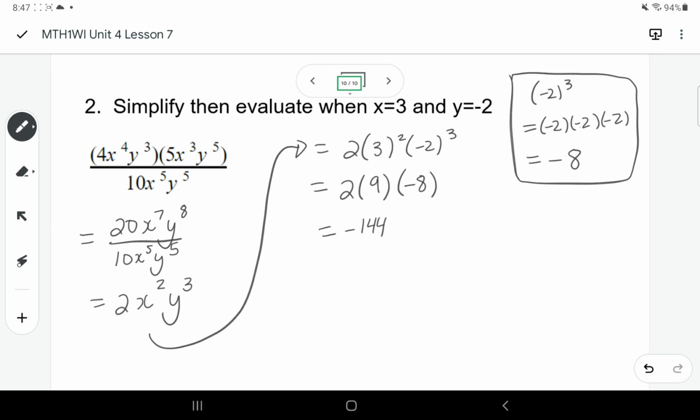Remembering, always look for your same bases and follow those exponent rules. When you're multiplying, you add. When you're dividing, you subtract exponents, always keeping the base the same.